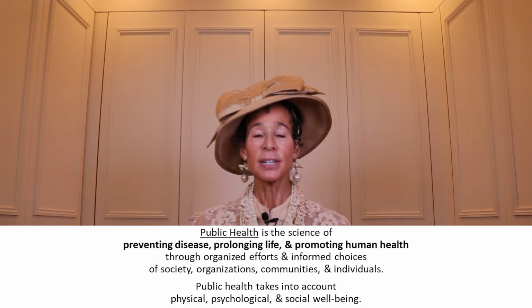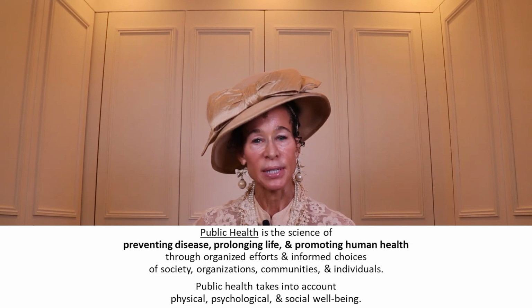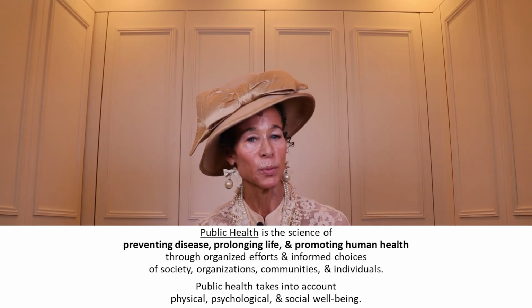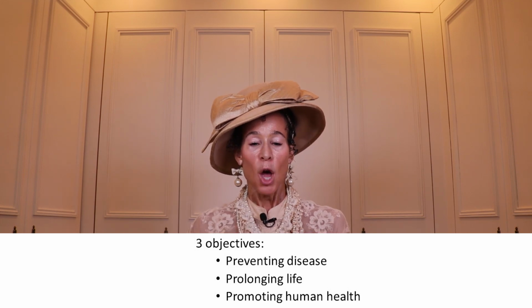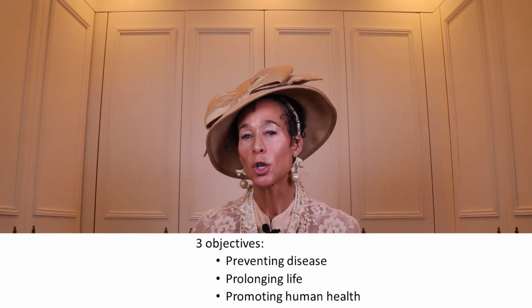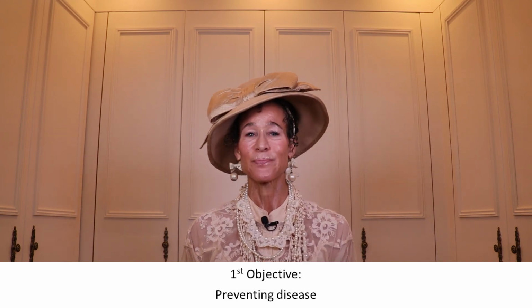Take a look at that definition again with the objectives in bold. Public health is the science of preventing disease, prolonging life, and promoting human health through organized efforts and informed choices of society, organizations, communities, and individuals. So the three objectives are preventing disease, prolonging life, and promoting human health. Let's see how well these public health objectives are succeeding with regard to menopause, using just the two diseases we've discussed thus far. Let's start with the first of those objectives, preventing disease.